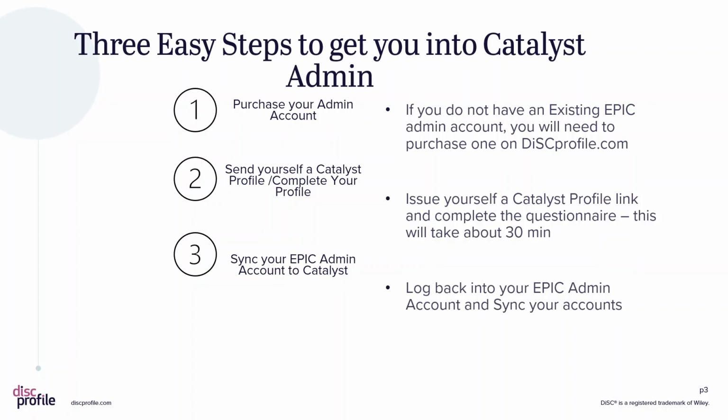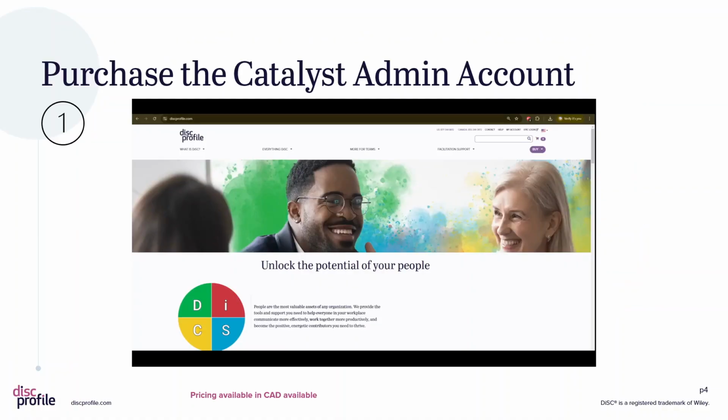If you don't already have an administrative account purchased, you can purchase that on discprofile.com. If you do already have an existing admin account, you're able to just go ahead and send yourself a Catalyst profile. And then once you complete that, all you have to do is sync your Epic administrative account to your Catalyst. So for step 1, if you don't already have an Epic administrative account, you are able to purchase that on discprofile.com, and we do make that pretty easy for you on the site as well.